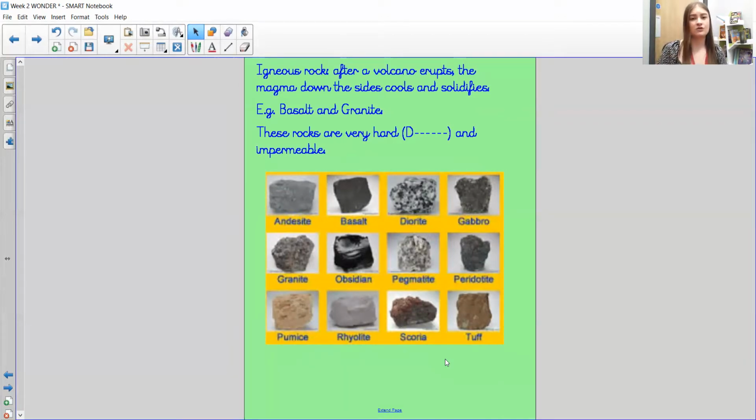And because they're so hard and so durable, they're usually impermeable. So that means water cannot pass through because they are impermeable. And that's, like I say, because they're quite strong rock usually. Okay, so pause the video again and make note of anything that you want to take from this slide before I move on.